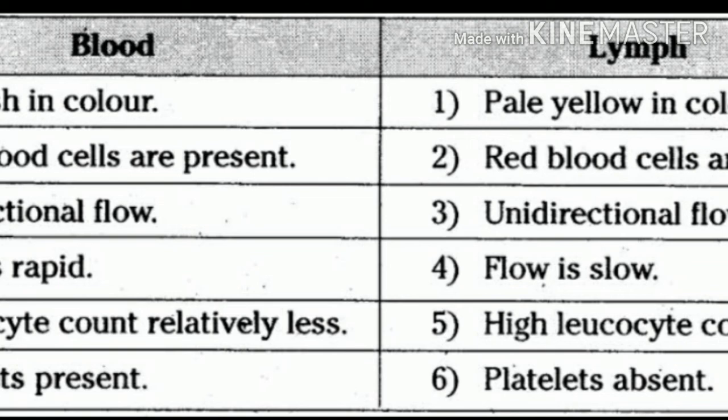Flow of blood through vessels is rapid. Flow of lymph is slow. Leukocyte, that is WBC, count is relatively less in blood, whereas it is quite high in lymph. Platelets are present in blood, while these are absent in lymph.